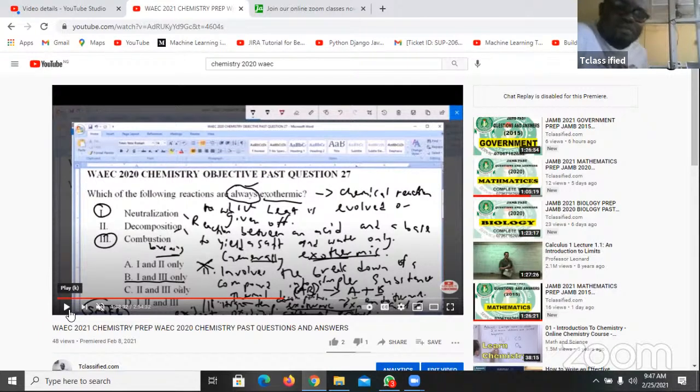Okay. But the other one, the decomposition reaction, they actually need heat in order to break the bonds and do the decomposition. So they absorb heat, they are endothermic. That's for decomposition. So the answer is 1 and 3, neutralization and combustion.